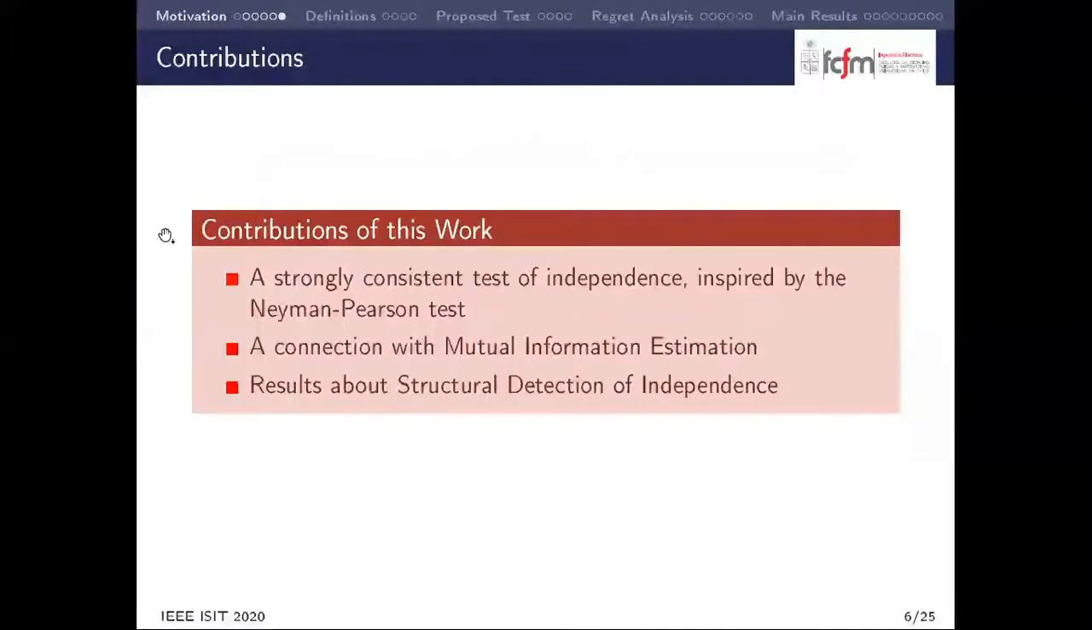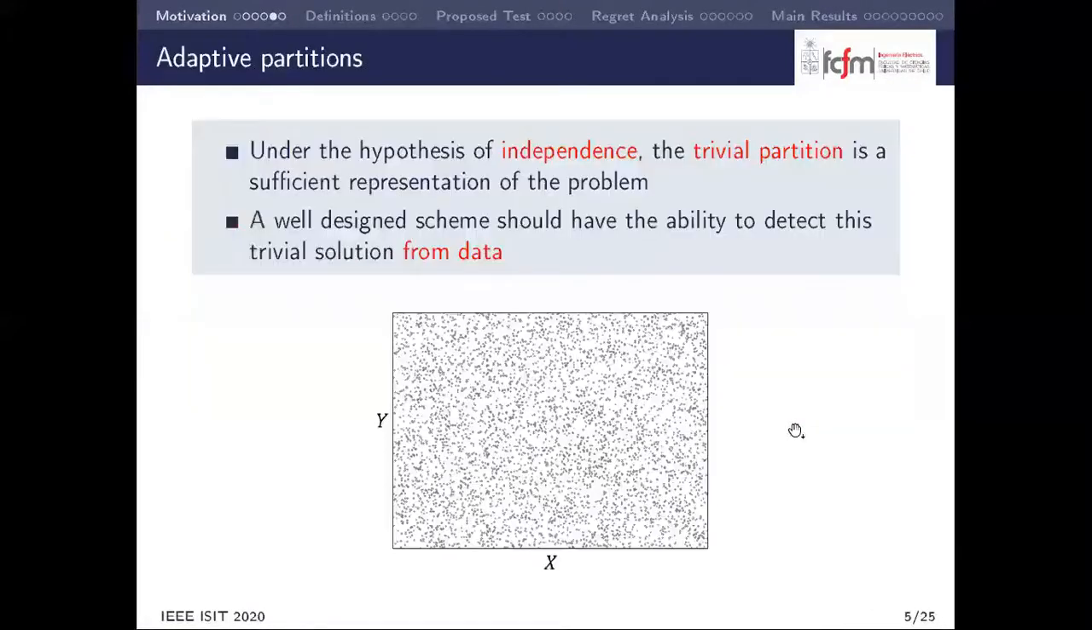Before formalizing the problem and defining the variables we are going to use, I would like to highlight the contributions of this work. First, we propose a strongly consistent test of independence that is inspired by the Neyman-Pearson test. Secondly, we establish a clear connection with the problem of estimating the mutual information between two variables using samples of them. And finally, we give some results about structural detection of independence, which is related to what we mentioned here.